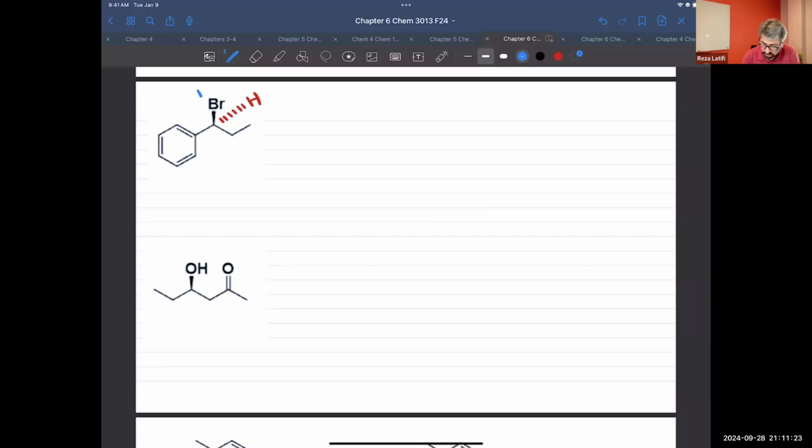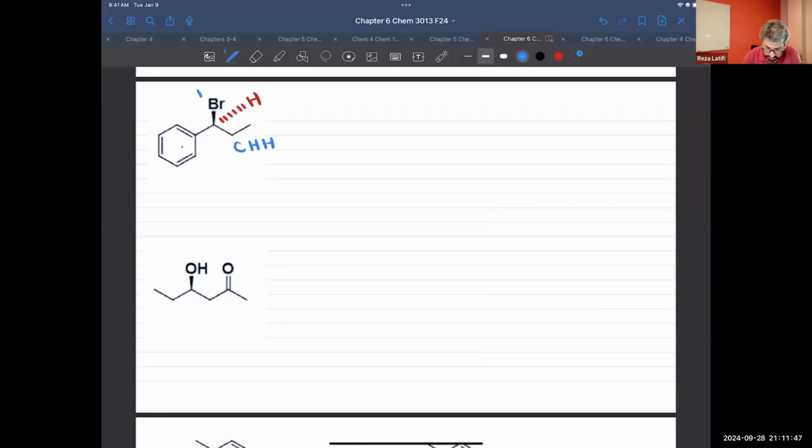Now between these two carbons, this carbon versus that carbon, you need to ask yourself, what do we have attached to that carbon? We have a carbon, and also we have 2 hydrogens there. So I have a carbon and 2 hydrogens attached to it.